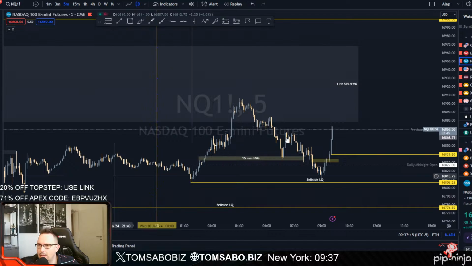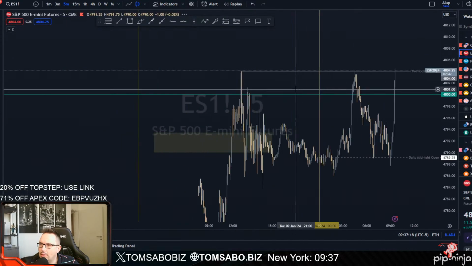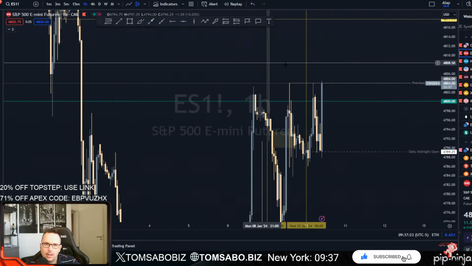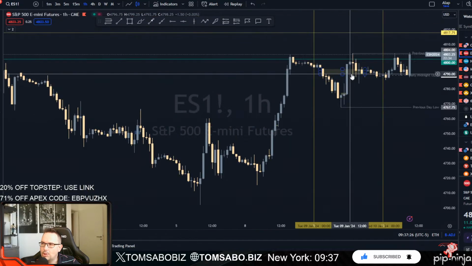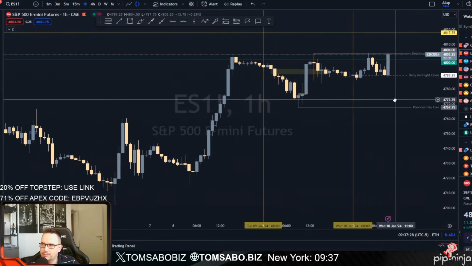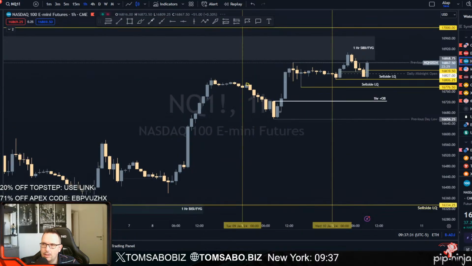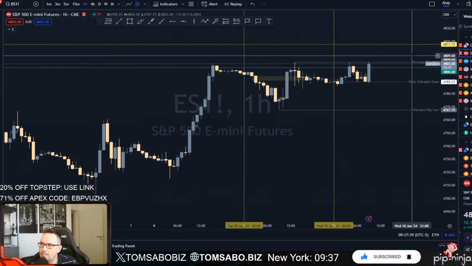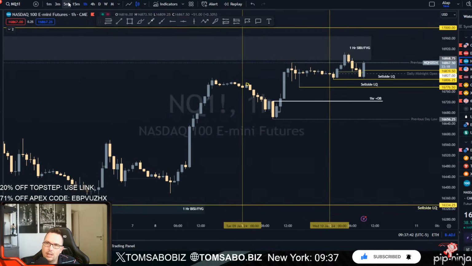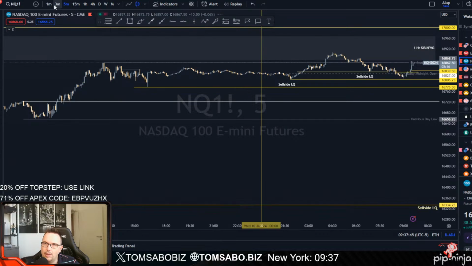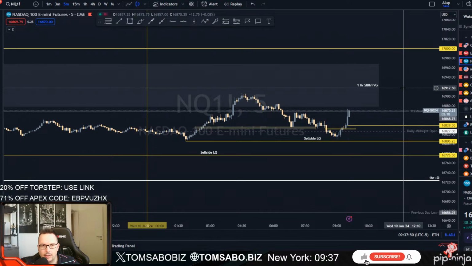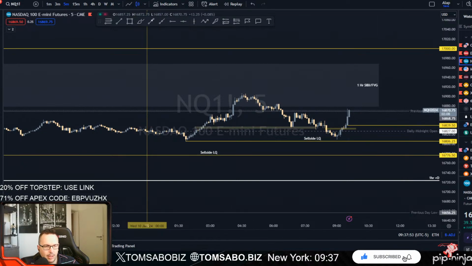Equal high taken. Oh, look at that. Okay, there you go. ES pushed up and Nasdaq didn't push up, so we have an SMT divergence, which means if we have an SMT divergence on the 1 hour, we can see some bearish movement on Nasdaq, but no entry right now. So ES took out that level.